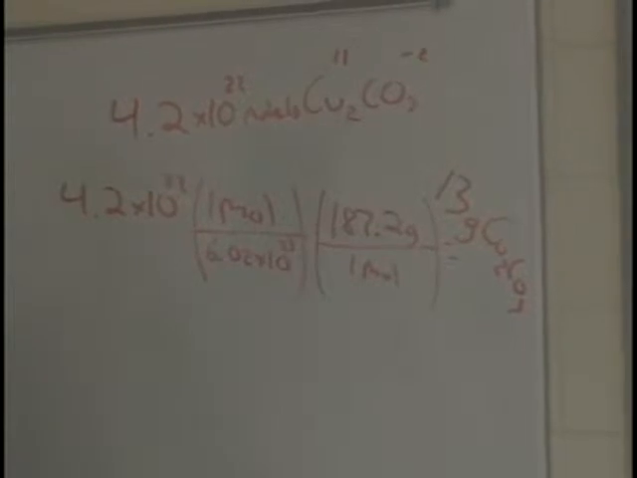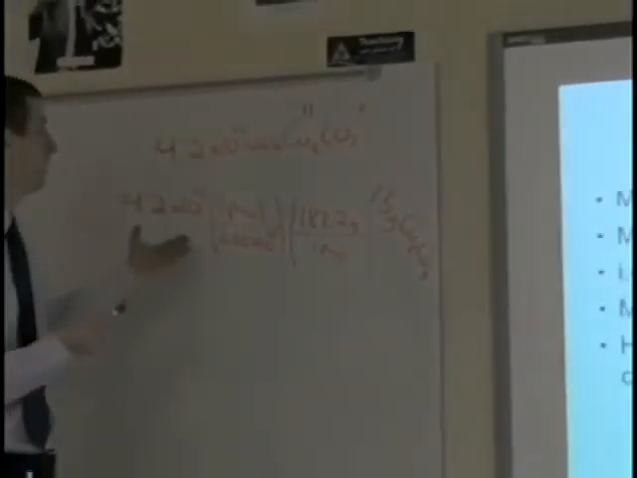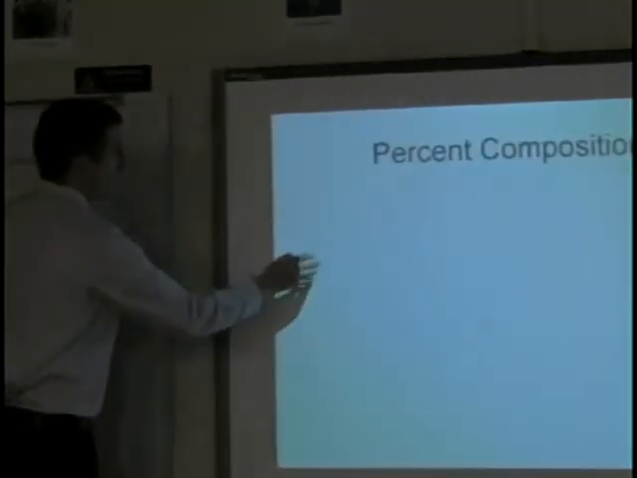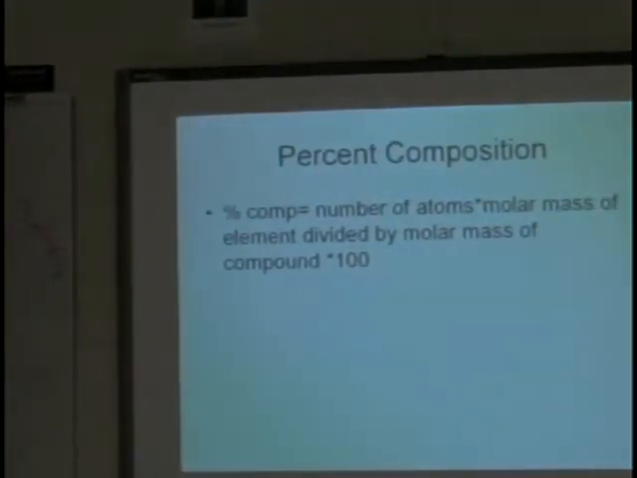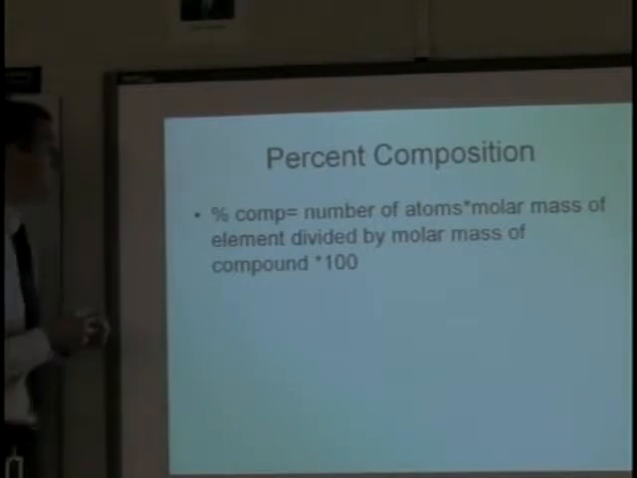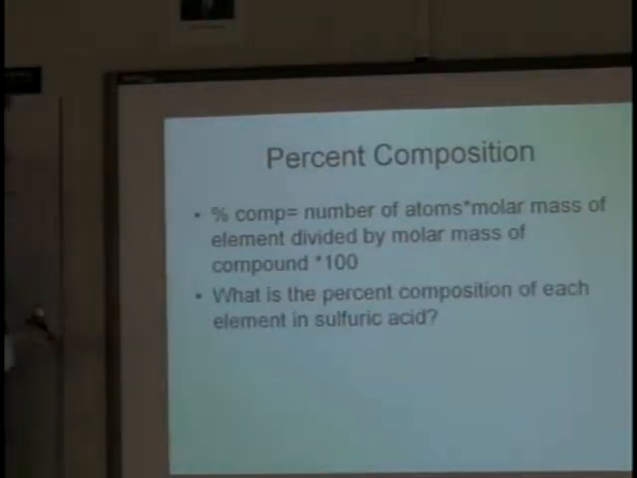You will have to know the reverse conversion as well, but that's the first one that we have to be able to do. Percent composition is the next calculation that the book goes over. Percent composition is the number of atoms, the molar mass of each element, divided by the molar mass of the compound times 100. Example would be, what's the percent composition of each element in sulfuric acid?